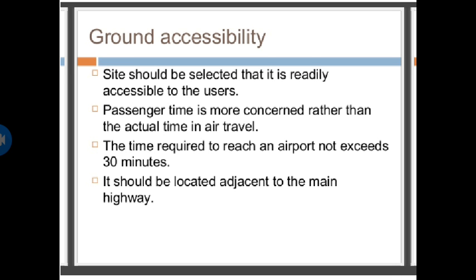Next one, ground accessibility. The site should be selected so that it is readily accessible to the user. The passenger's total time is more of a concern than the actual time in air travel. So the time required to reach an airport should not exceed 30 minutes. It should be located adjacent to the main highway.